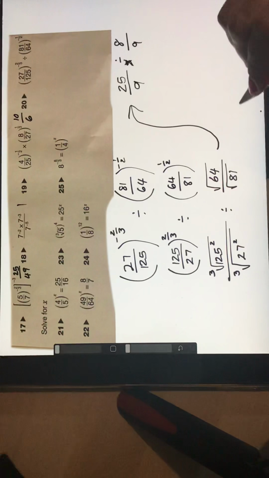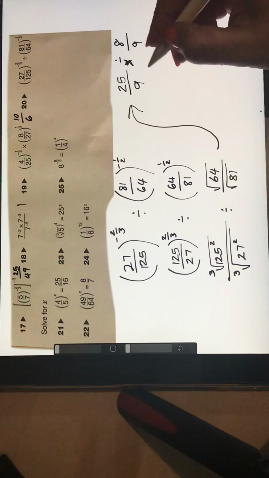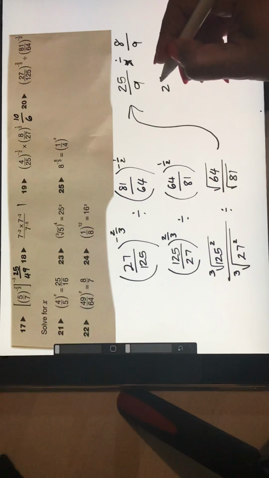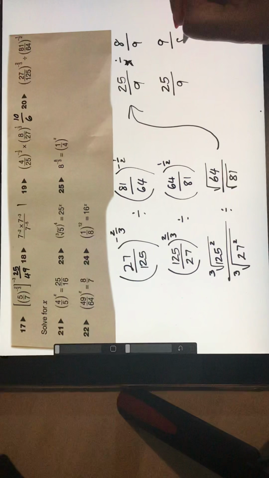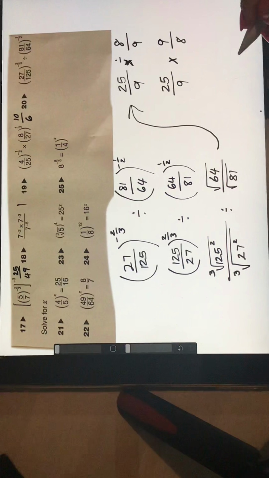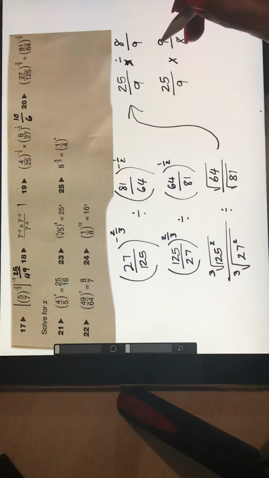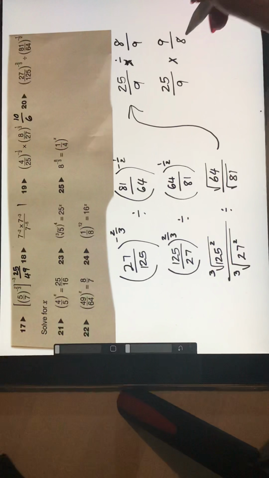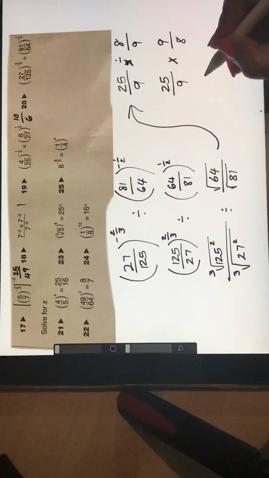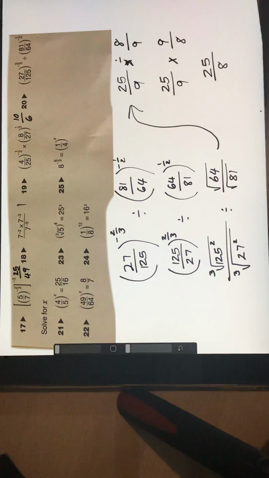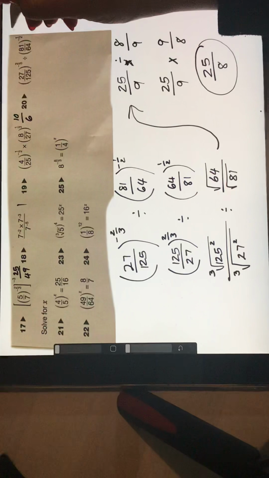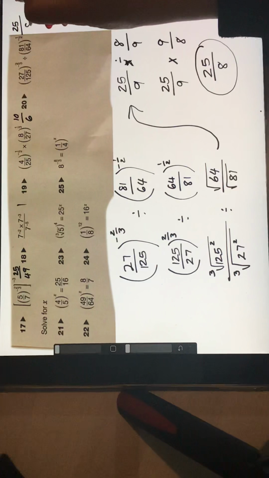Now to divide fractions with one another, we employ KCC. We keep the first fraction, we flip the second fraction, we change the sign. And 25 times 9 and 9 times 8, if we simplify that, our answer will simply be 25 over 8. That is our answer for number 20, 25 over 8.